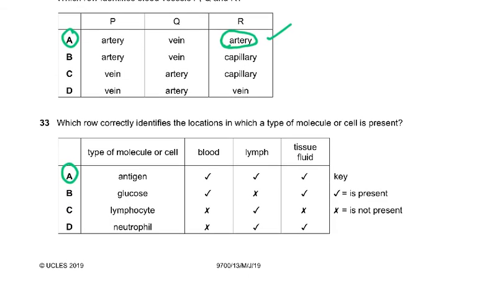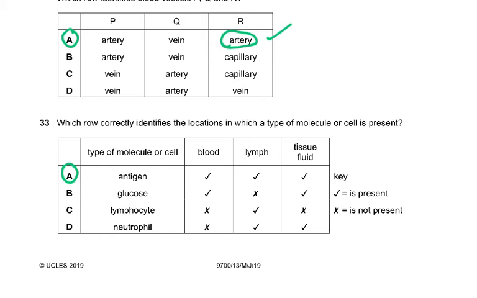And coming on to question 33. Which row correctly identifies the locations in which a type of molecule or cell is present? The types of molecule or cell are antigen, glucose, lymphocyte, neutrophil, and the locations are blood, lymph, tissue fluid. So all three of them would have antigens. This is how we had to do this question.